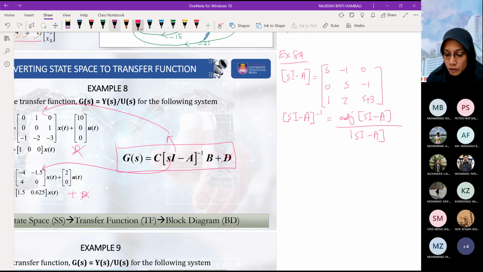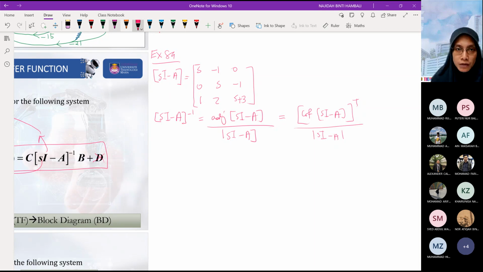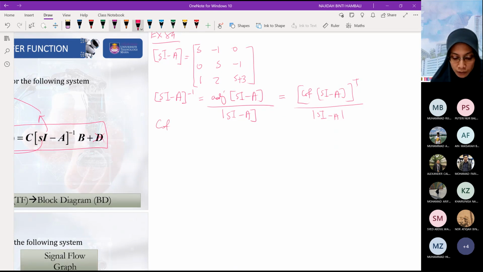So how to determine the adjoint for this matrix? This is a 3 by 3 matrix. Find the cofactor of matrix SI minus A, then you transpose. Okay, if it is a 2 by 2 matrix, you can directly determine the adjoint of that matrix. But this is 3 by 3, then you need to determine the cofactor of that matrix first and then transpose. Okay, so let's determine the cofactor of matrix SI minus A. This one Dr. Shakrin already covered last week.